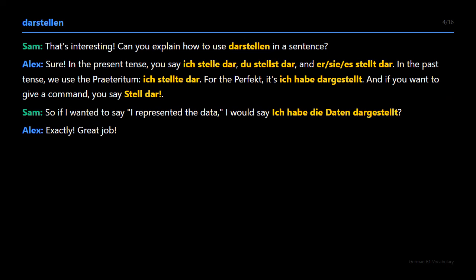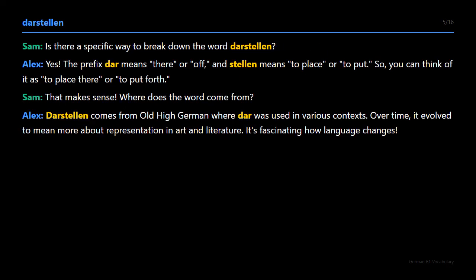Exactly. Great job. Is there a specific way to break down the word darstellen? Yes. The prefix da means there or off, and stellen means to place or to put. So, you can think of it as to place there or to put forth. That makes sense. Where does the word come from?